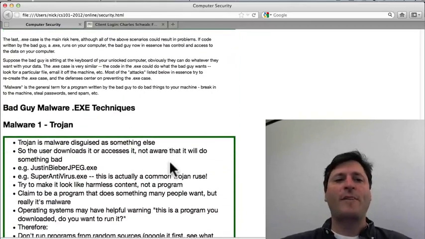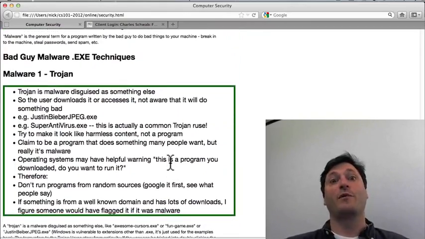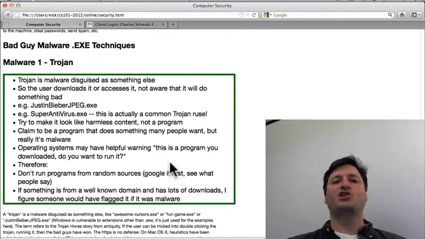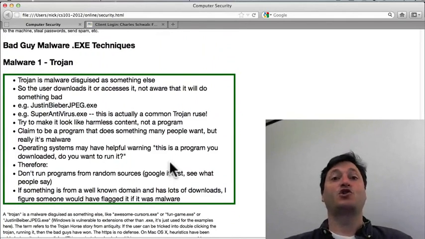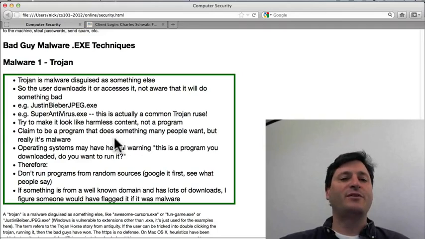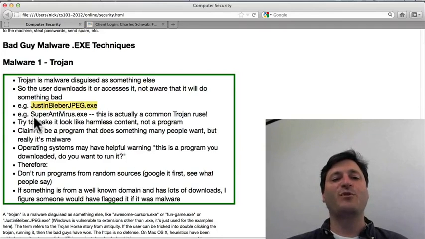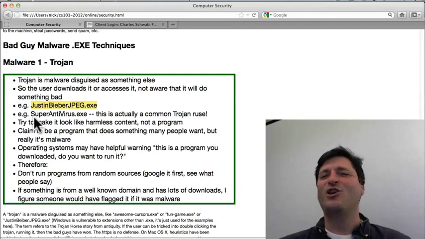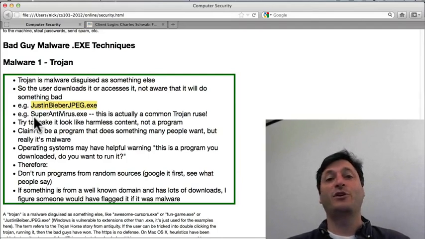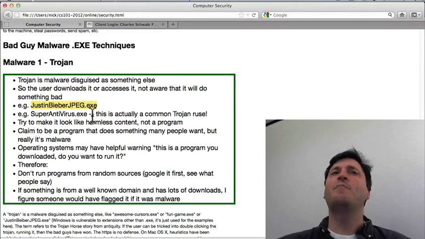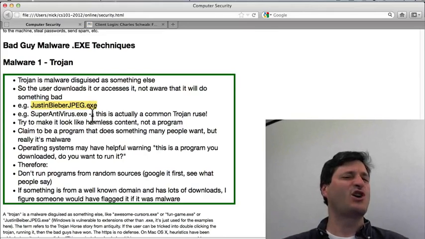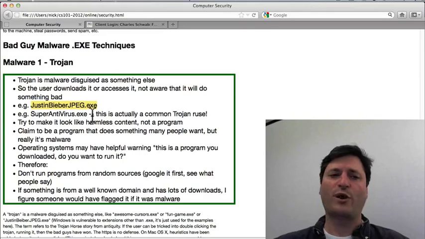All right, so I want to talk about how the bad guy could get their program on your computer and get you to run it. One common technique is called a Trojan, referring to the story of the Trojan horse. The idea is that the bad guy has a program that's going to do something bad to your computer, but they just disguise it. A simple example: maybe they call it Justin Bieber JPEG.exe. It's trying to look like a picture of a celebrity, but really when it's double-clicked, it's a program. Here I use .exe, but there are many different file extensions or ways that something could be disguised. It looks like an image, but really it's a program.